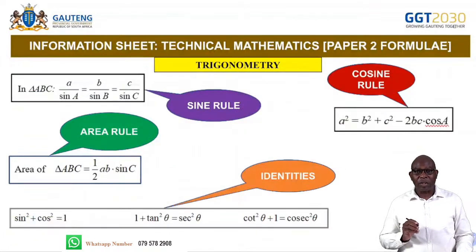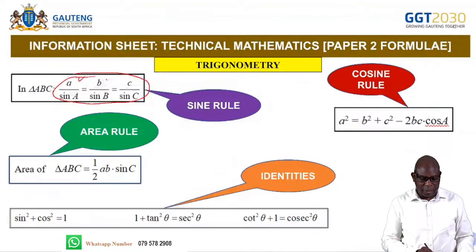If I go on to trigonometry, the formulae that we're going to use there include the sine rule. The sine rule is used when I have two sides and a given angle, or one side and two given angles. If I've got this side and that side given, and an angle is given, I can get the other angle. If I'm given a side, an angle, and an angle, I can get the side.